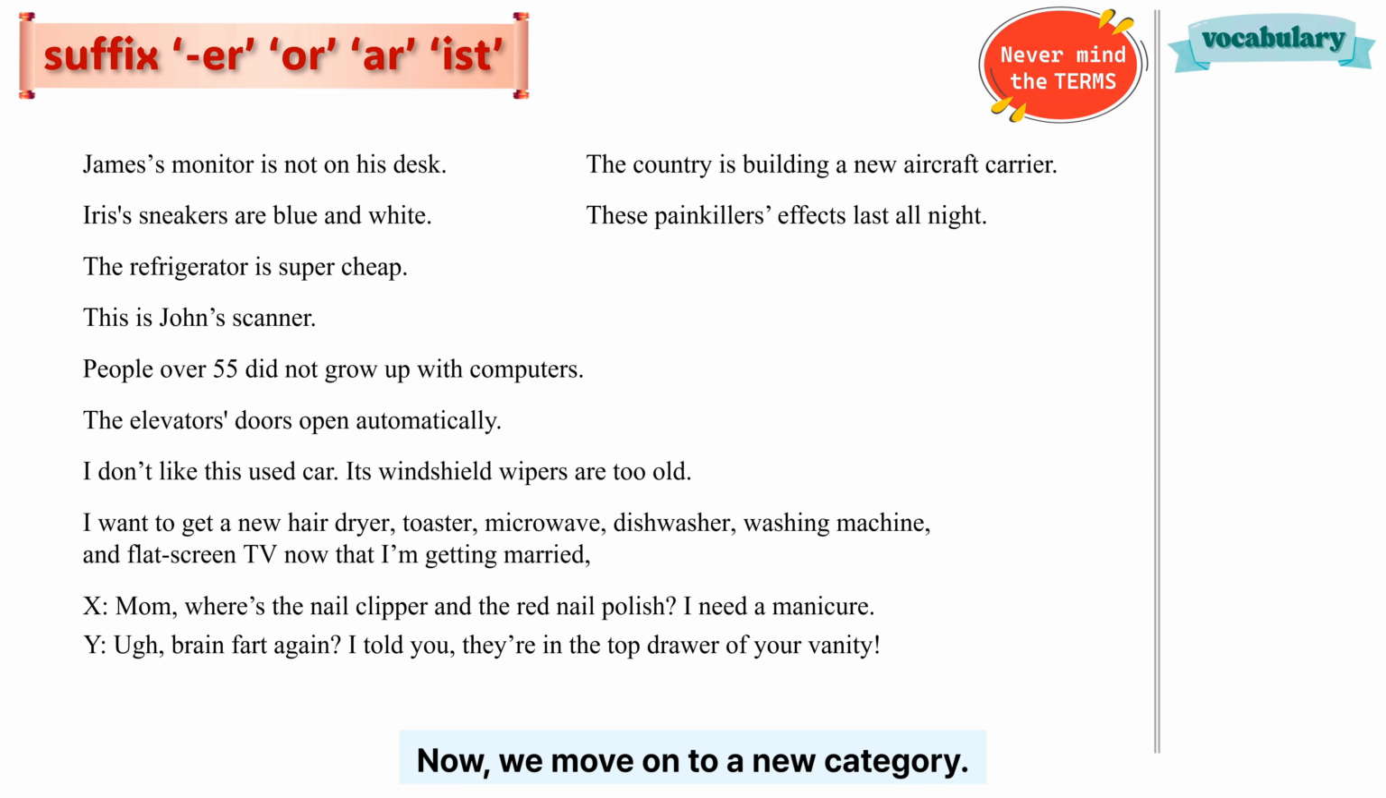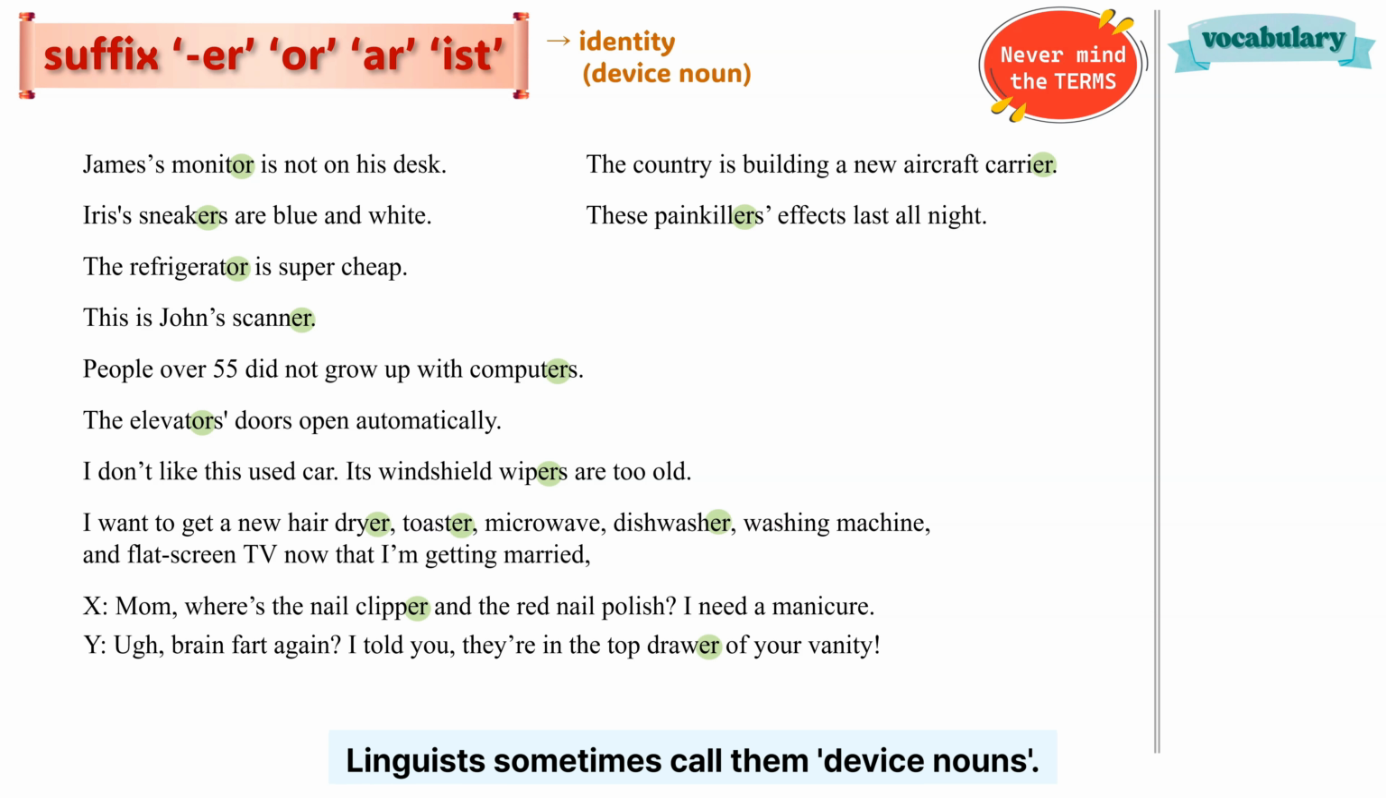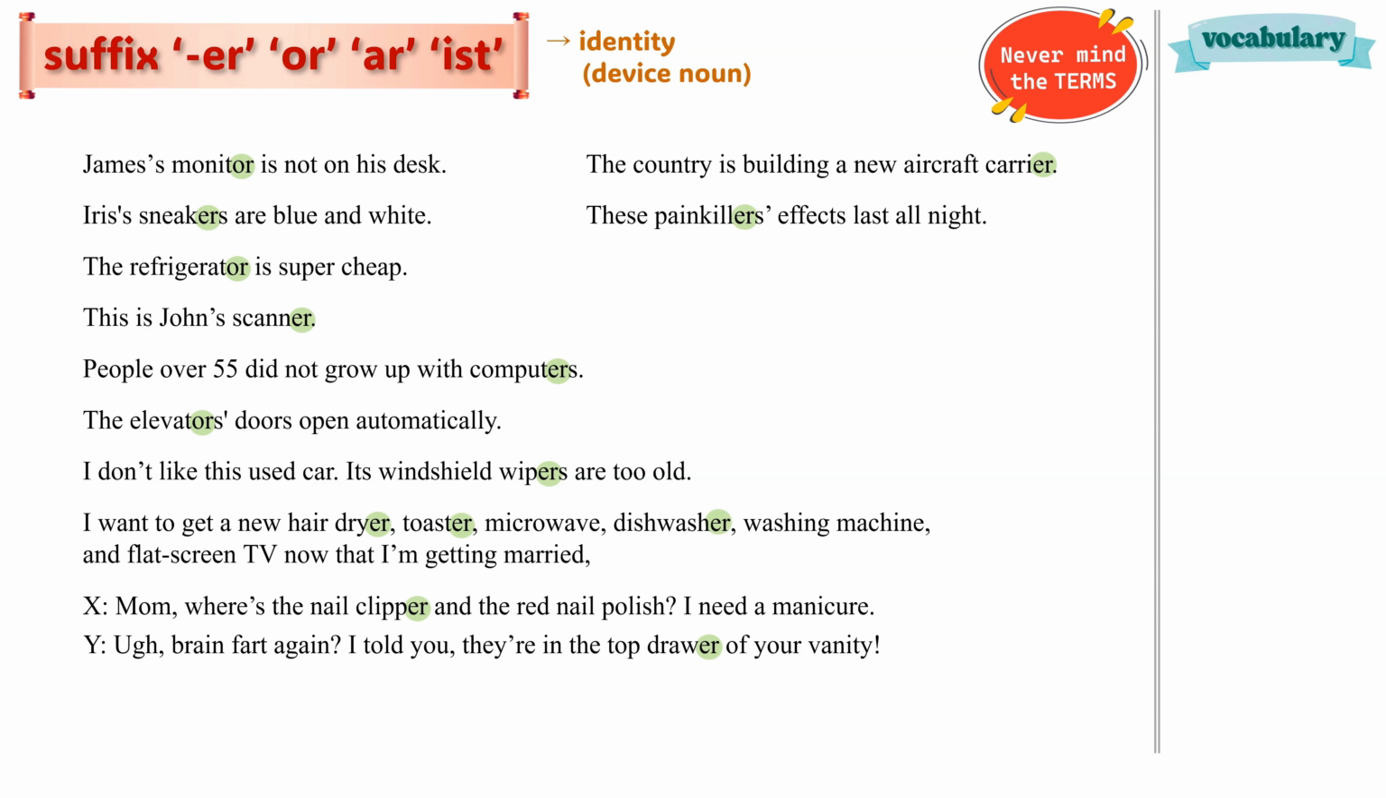Now we move on to a new category. These are not about people, but about things, objects with a kind of identity. Linguists sometimes call them device nouns. Don't worry about the term, just focus on the examples.